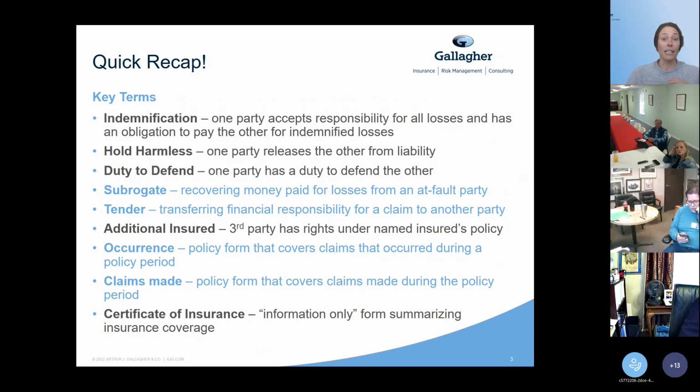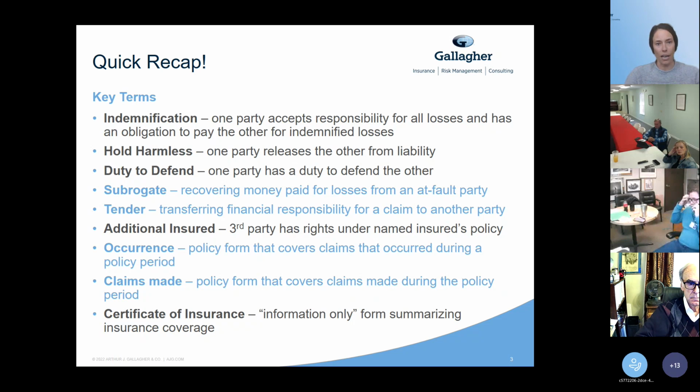Another key insurance term is additional insured. Additional insured applies to liability policies. The named insured, or the person who's purchasing the policy, can add another entity onto the policy as an additional insured. Doing so gives that additional insured rights under the third party's policy. That means you can file a claim directly with them. You can access the limits of coverage that they have, as well as the coverages that they have under that policy.